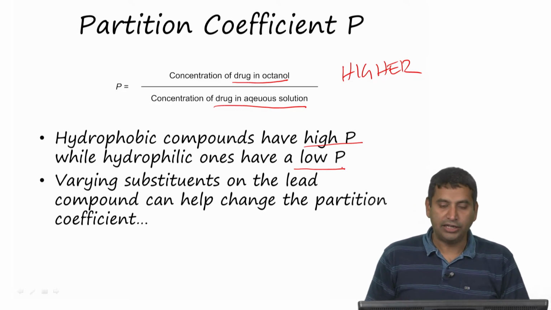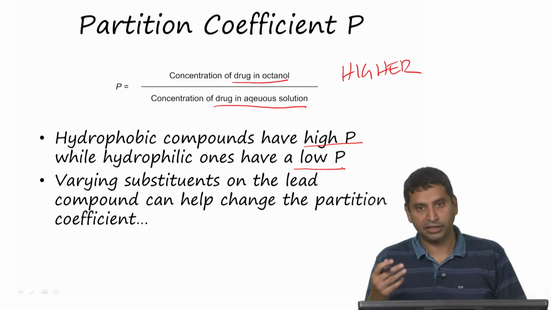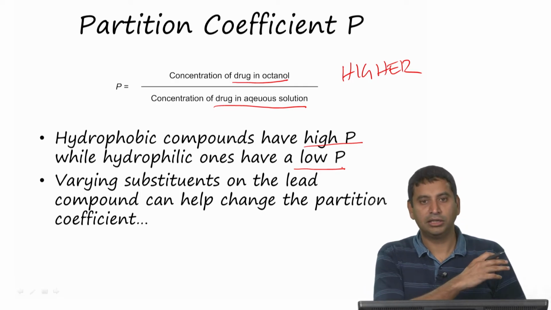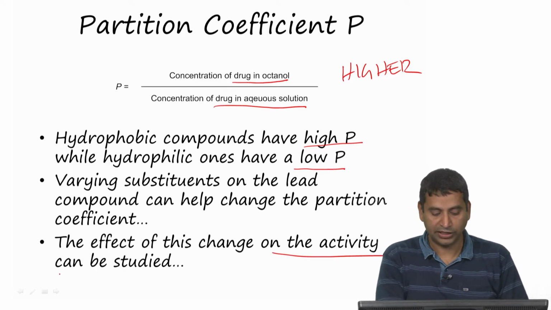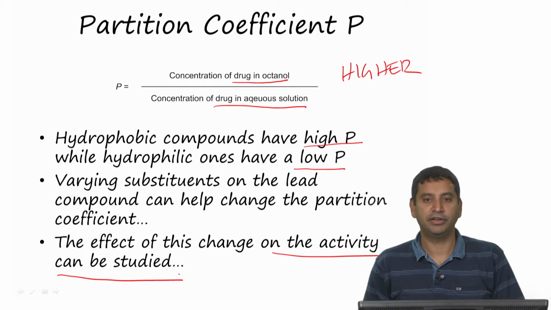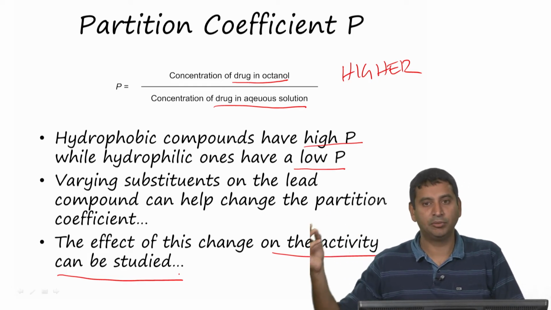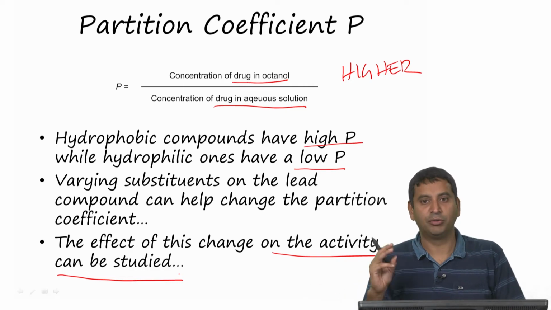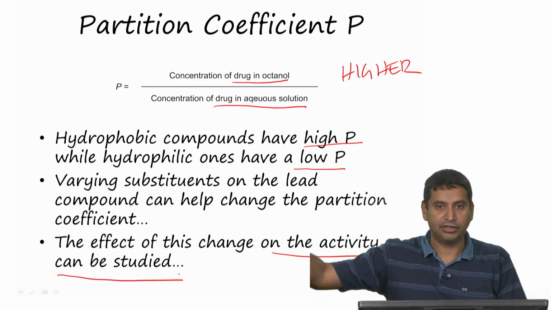Now, once I have a lead compound, I can vary the substituents and then study the effect of the change on the partition coefficient P. This effect is what we would want to study and understand whether it has any effect on the activity of the molecule. So, keep in mind, we are designing, let us say, an inhibitor for an enzyme, and so we want to study how hydrophobicity affects the activity.